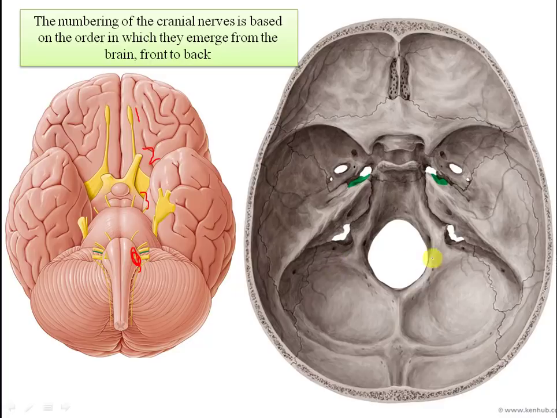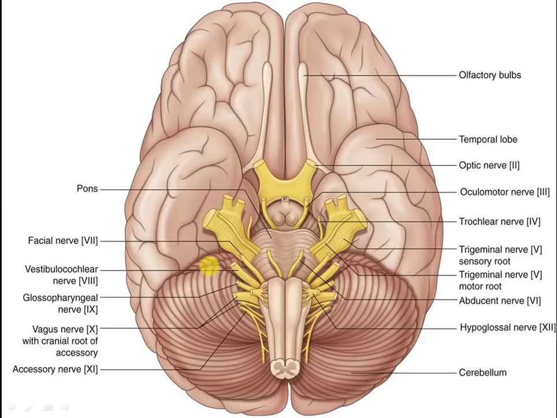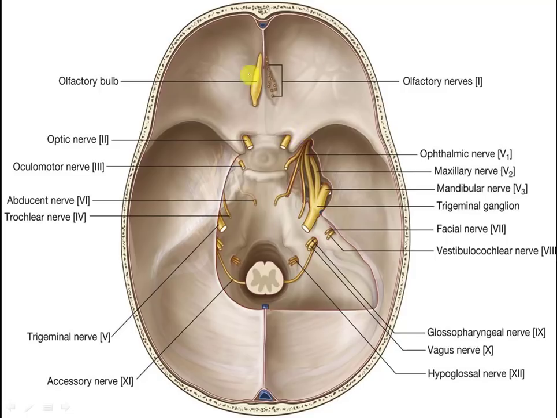And as you can see here at the base of the skull, we have these holes or fissures to permit the passage of the cranial nerves outside the cranial cavity. Inferior surface of the brain showing the emerging points for different cranial nerves. And here is the base of the skull showing the different cranial nerves passing through the holes at the base of the skull.